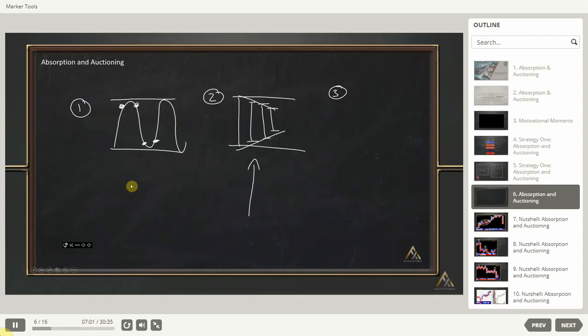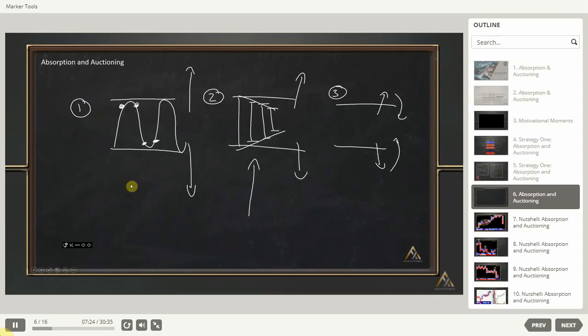And the third type is in essence where we've got a failed break of the absorption and auctioning. So in essence what happens is the market breaks one way or the other and comes back in. Okay, so in these two examples, we break and initiate in one direction. In the third example, we break, try to initiate in one direction, and very swiftly reverse. Okay, those are the three variations we're going to discuss as we go through the rest of this unit.